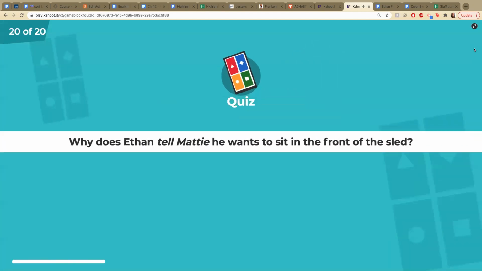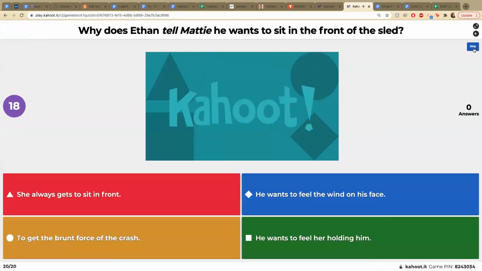Last one. Why does Ethan tell Maddie he wants to sit in front of the sled? She always gets to sit in front. He wants to feel the wind on his face, so he gets the brunt force of the crash, or because he wants to feel her holding him.